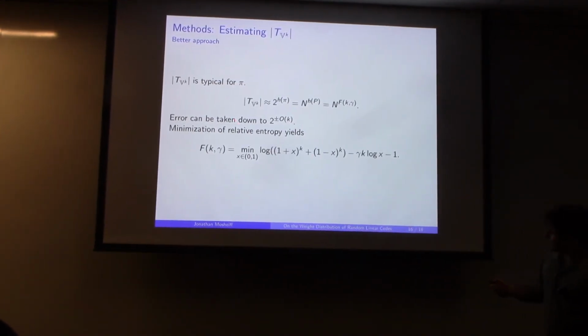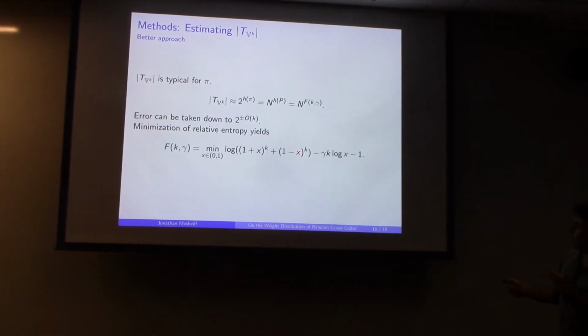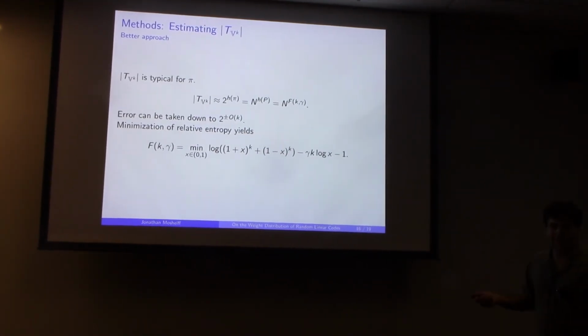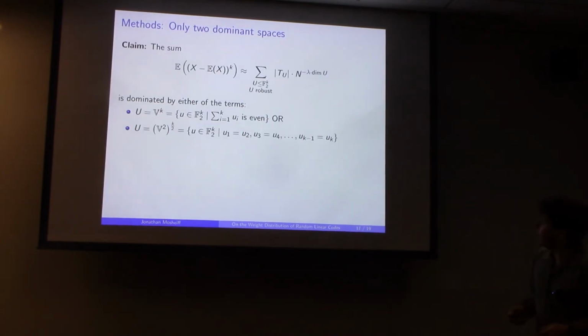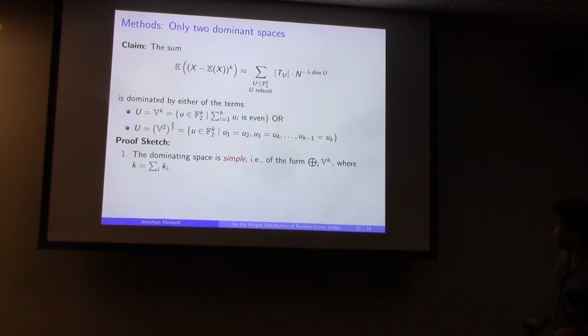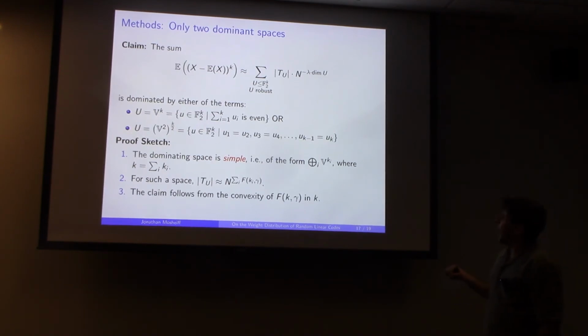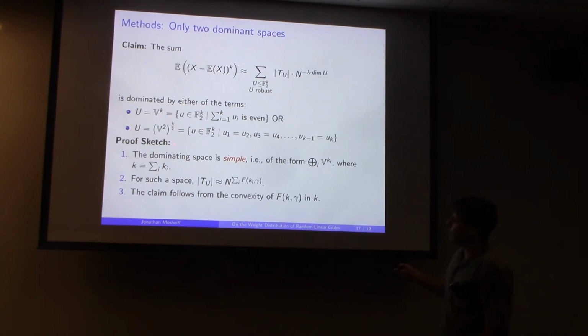Okay, I won't go into this, but generally you can use something called minimization of relative entropy, also minimization of KL divergence, to actually get this explicit formula for f. One more thing that I can say is that we always have one of these two spaces dominate. So it's either the space of even vectors, or these vectors where u1 equals u2, u3 equals u4, and so on. So these are the two possible dominant spaces.